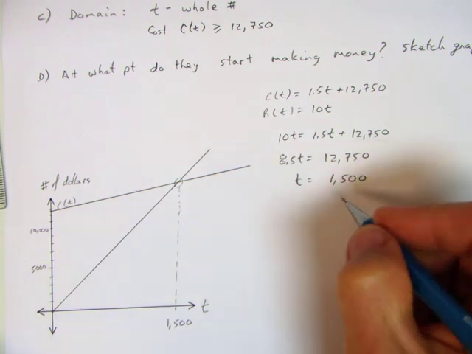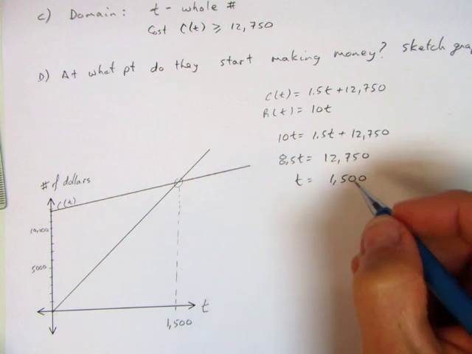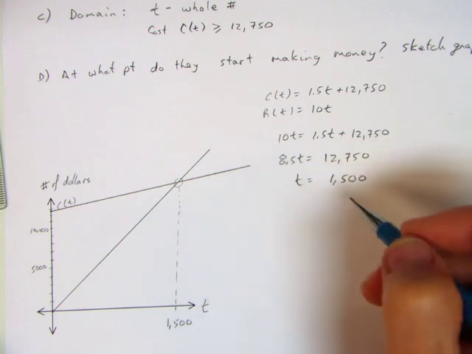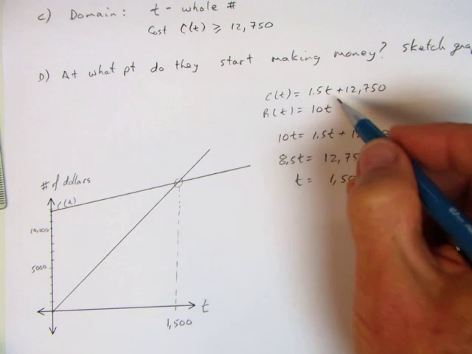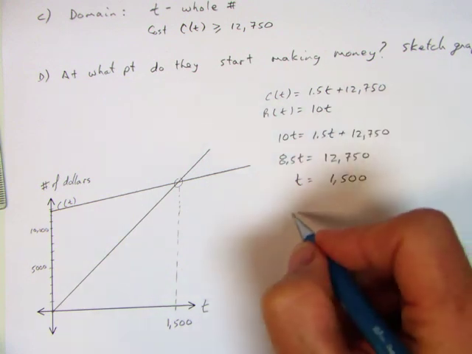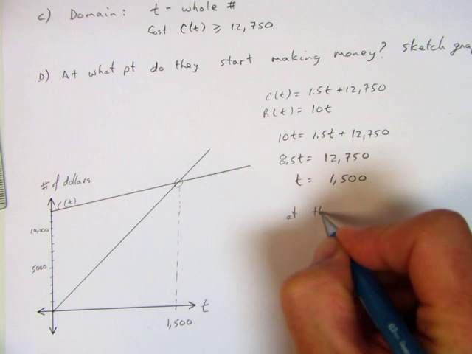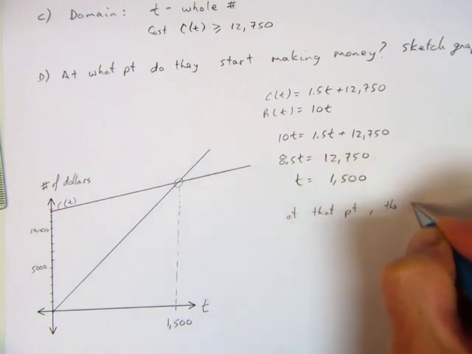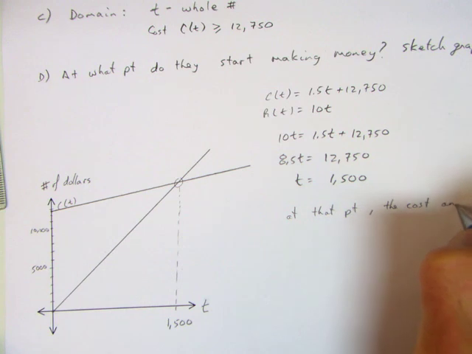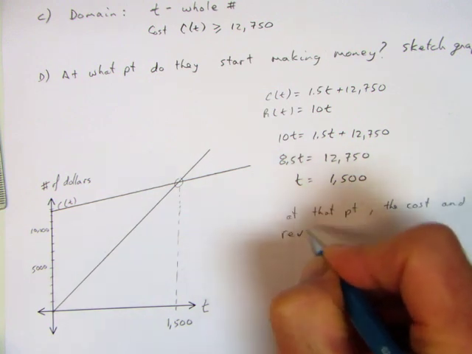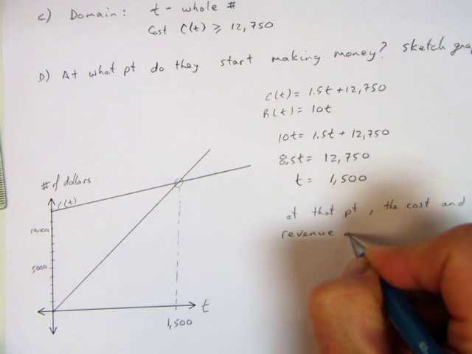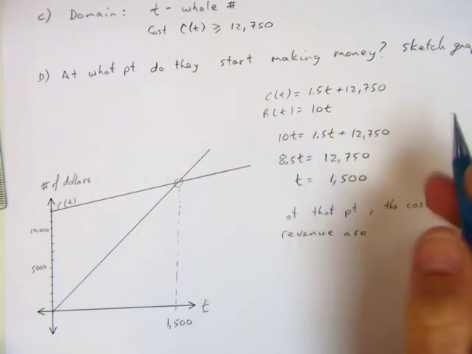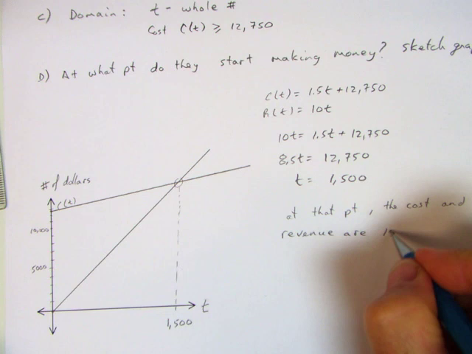We could find the cost or revenue, how much money at that point. Which of these two equations would you use to find how much money at that point, the cost and revenue are? The easiest one to use is revenue, so it's just going to be $15,000.